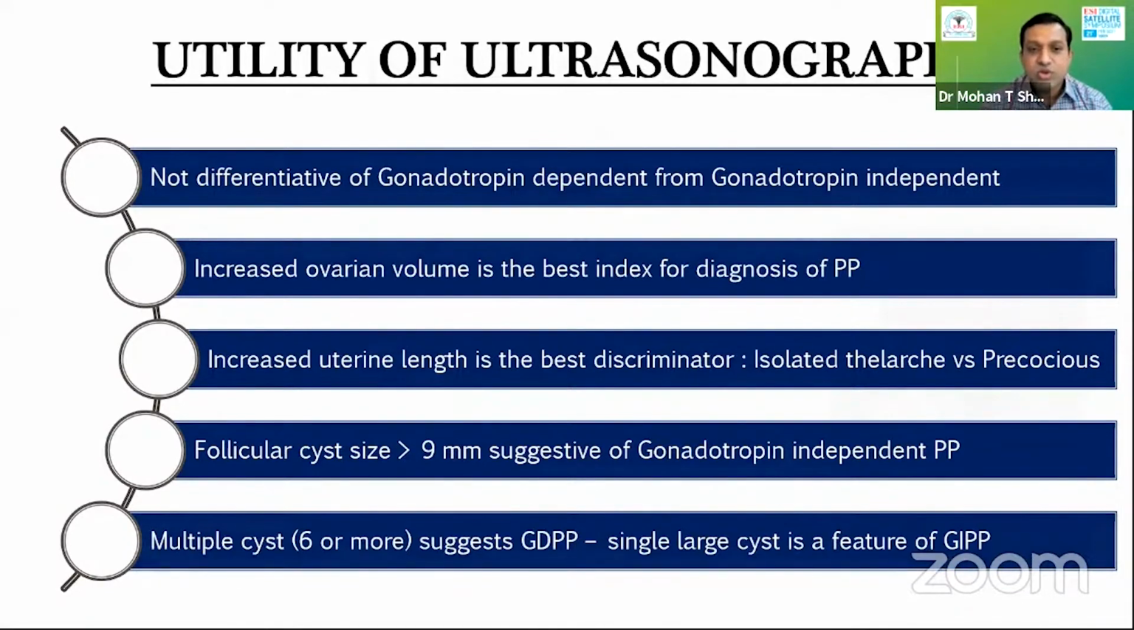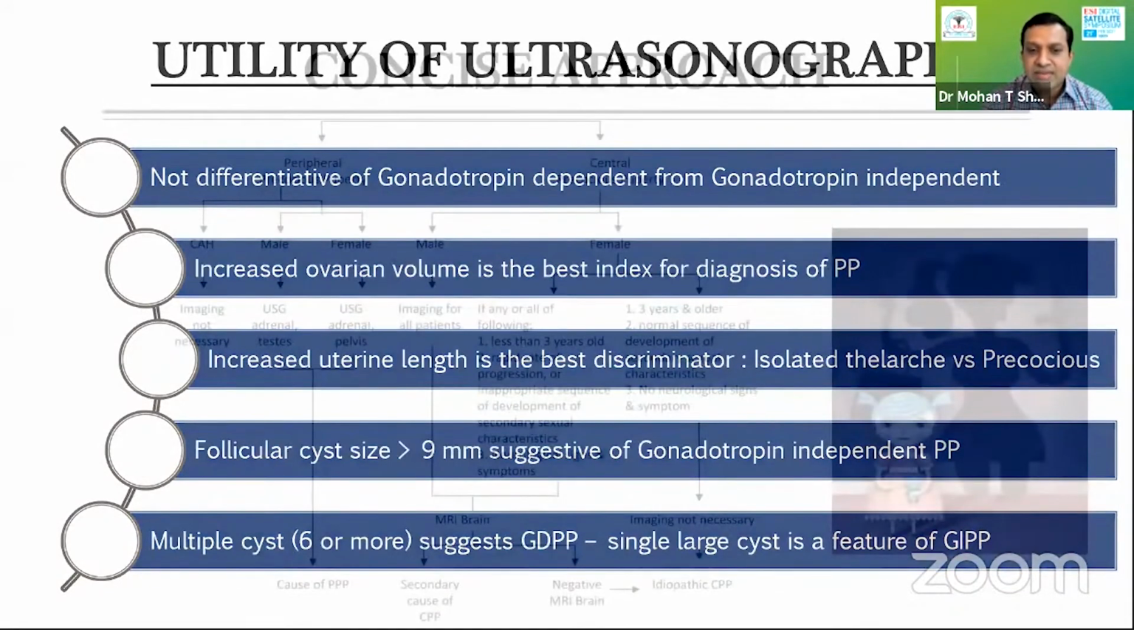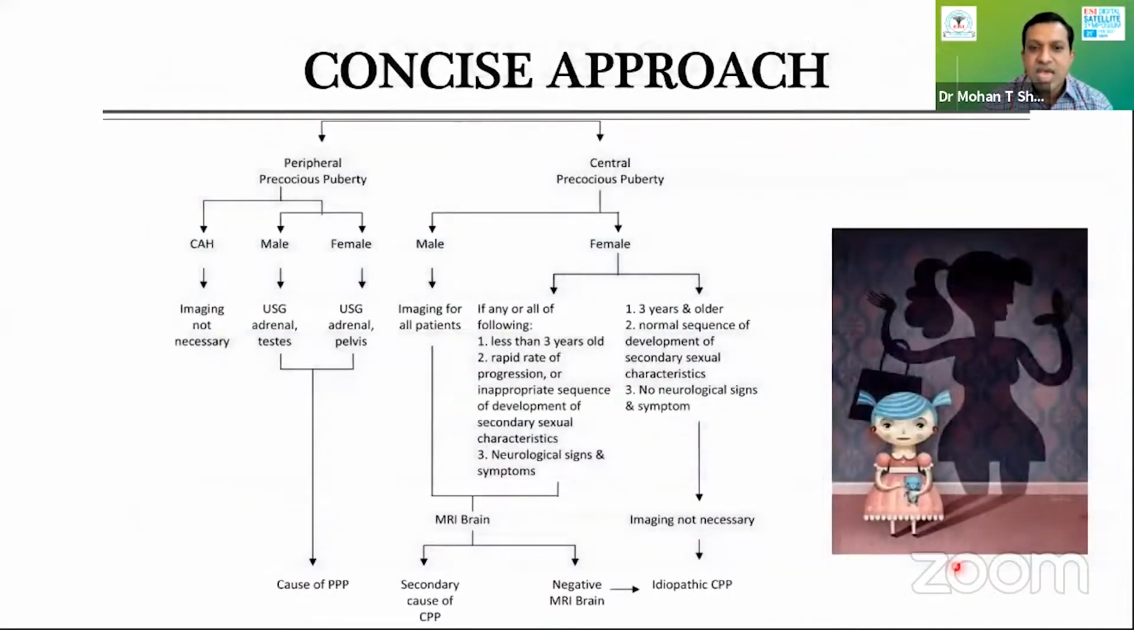So the concise approach would be systematically capturing the details. When you have a follow-up in a sequence, definitely it will be central. And if there is a rapid rate of progression, we should worry. And in females, when you are 3 years or older, with normal sequence and no other signs, definitely imaging is not necessary.